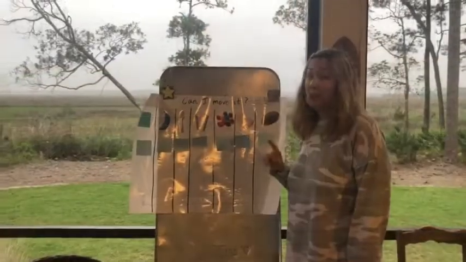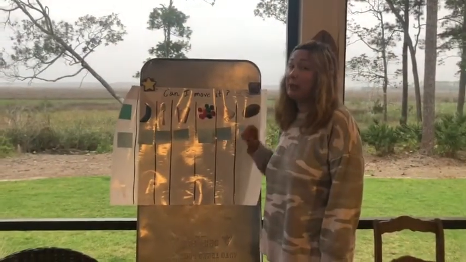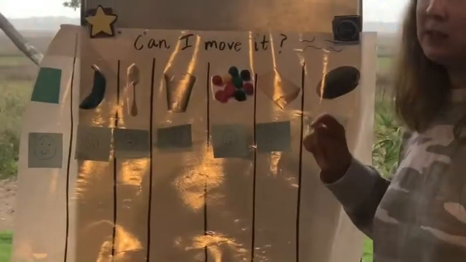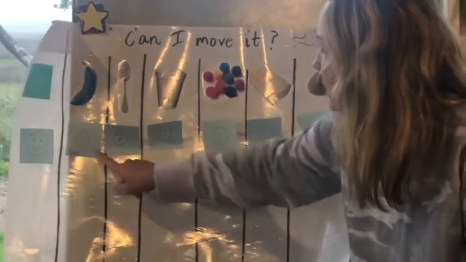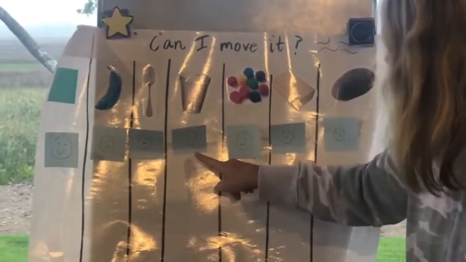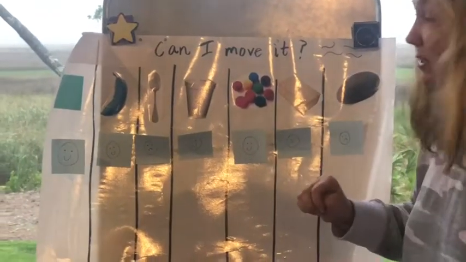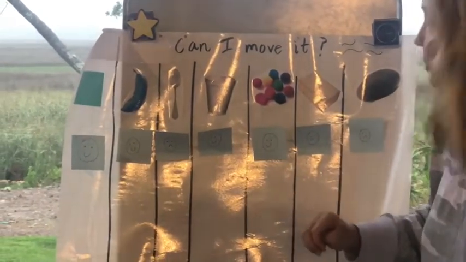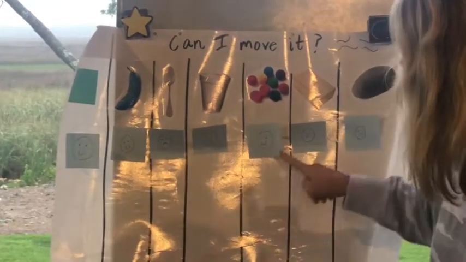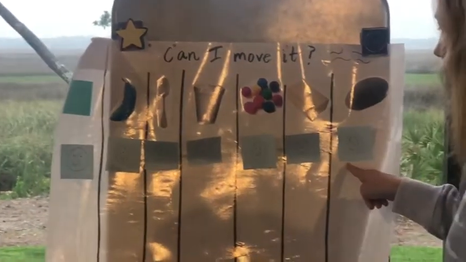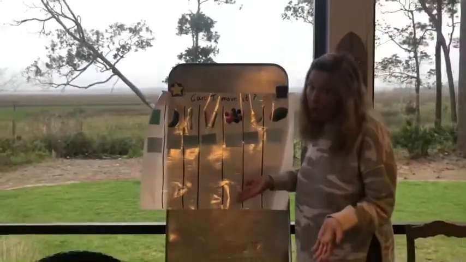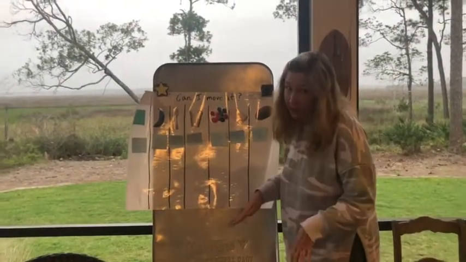And then I want us to look at our poster. All right, so let's count how many things we were able to move. Okay, so that will be the smiley faces. Let's count. 1, 2, 3, 4. So we were able to move 4 things. Now let's count how many things we weren't able to move. 1, 2, 3. So we were able to move more things than we were not able to.